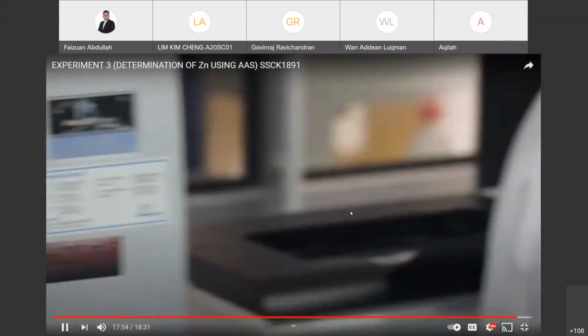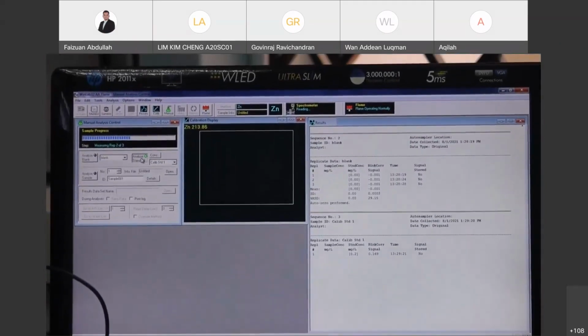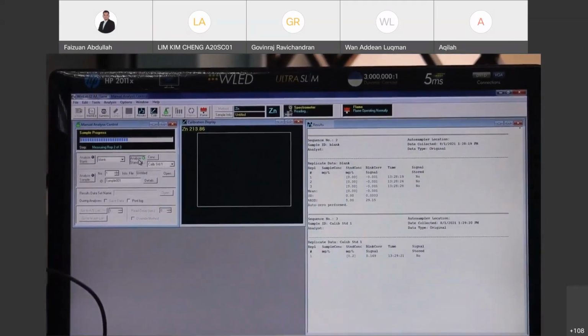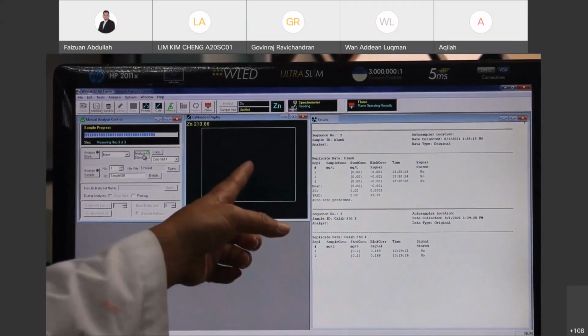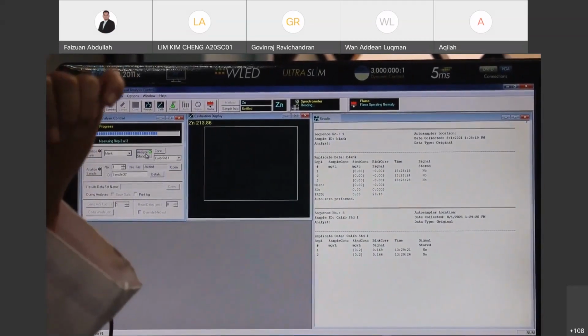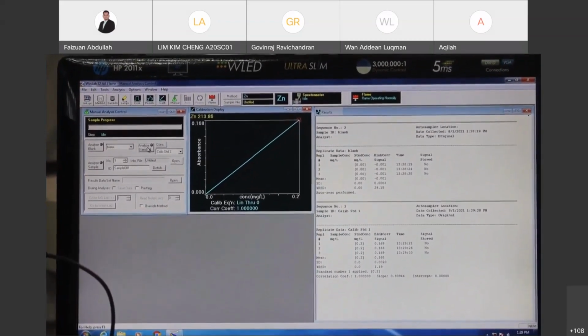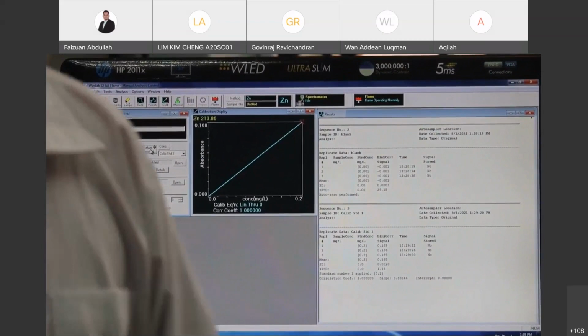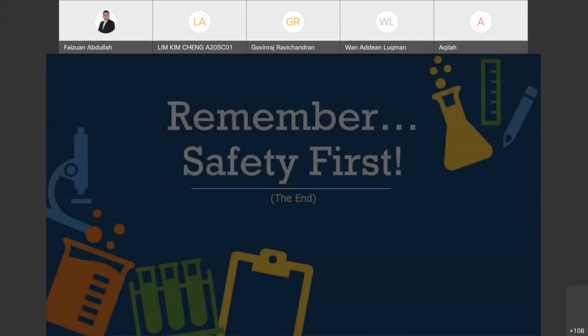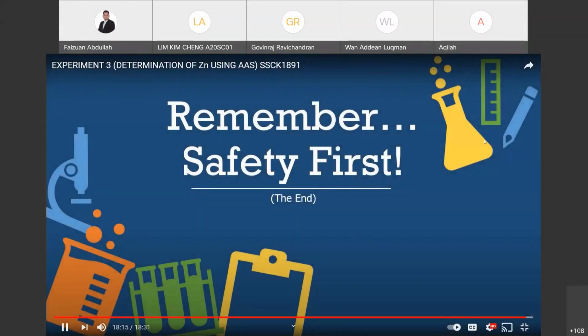See the atomizer there, okay. There, the graph of the absorbance versus the concentration. Okay, that is the end of the video.